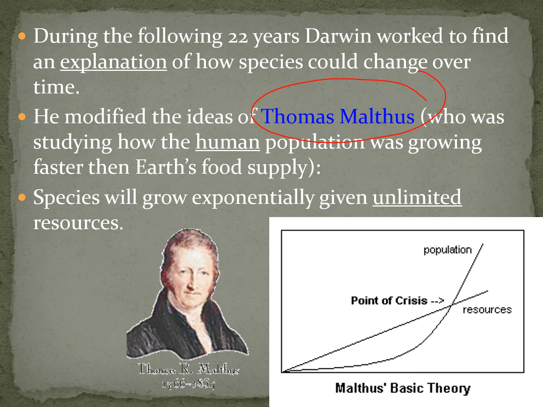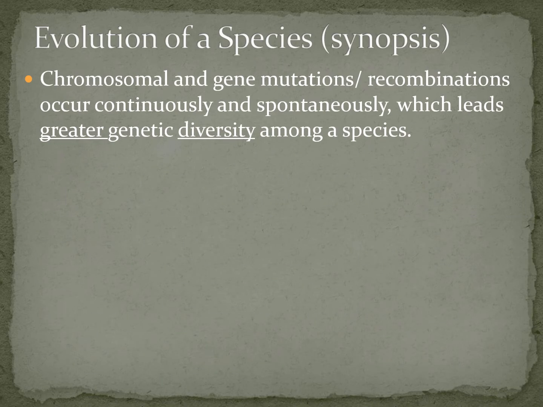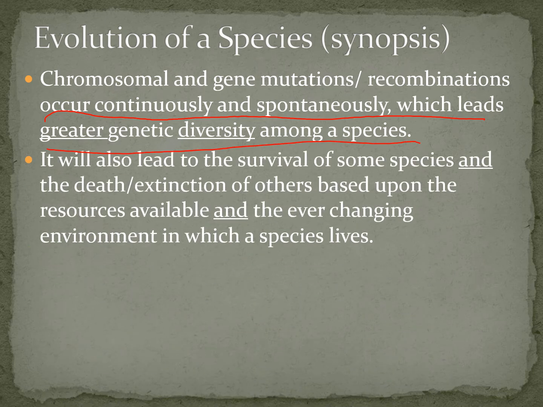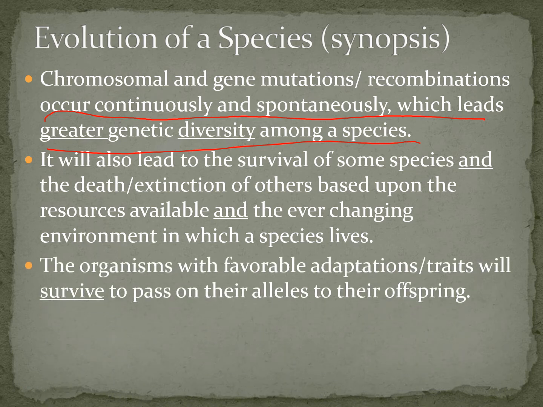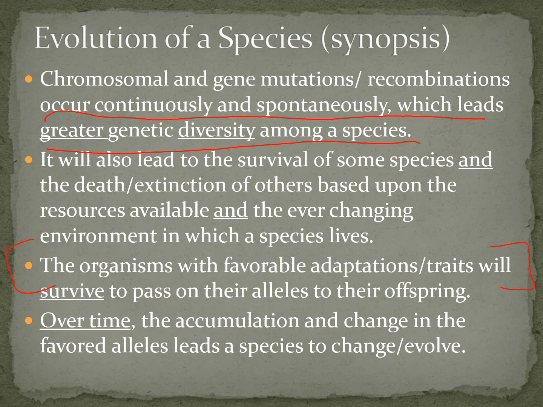Species will grow exponentially given unlimited resources. So as long as you've got food to eat and money, you're good to go. Basically, in the evolution of a species, chromosome and gene mutations continuously and spontaneously happen, which creates genetic diversity among species. It also leads to the survival of some species and the extinction of others based on the resources available and the ever-changing environment. The organisms that are favorable will survive and pass their genes on to the next generation. Over time, the accumulation of change in the favored alleles leads a species to change again and evolve.